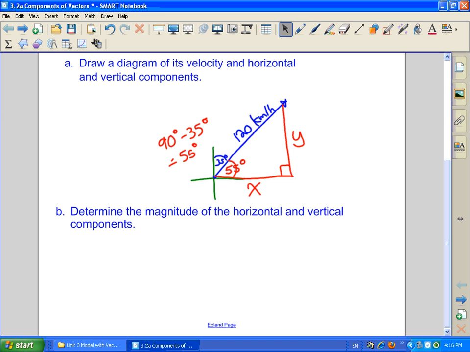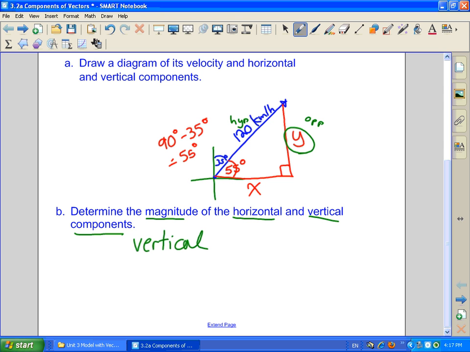All right, now it says part B, determine the magnitude of the horizontal and vertical components. Let's deal with the vertical first. Looking at the vertical, I'm looking at y. So y is my vertical component. What do I know? I have information in my angle. So my angle of reference is 55 degrees. I want what's called my opposite side, and I want here which is called my hypotenuse.